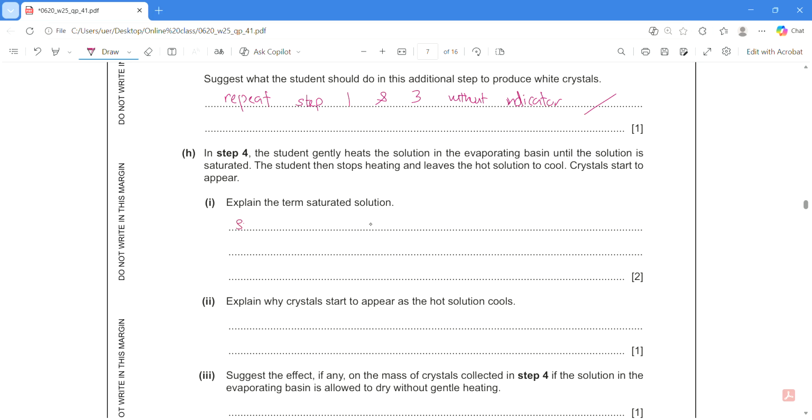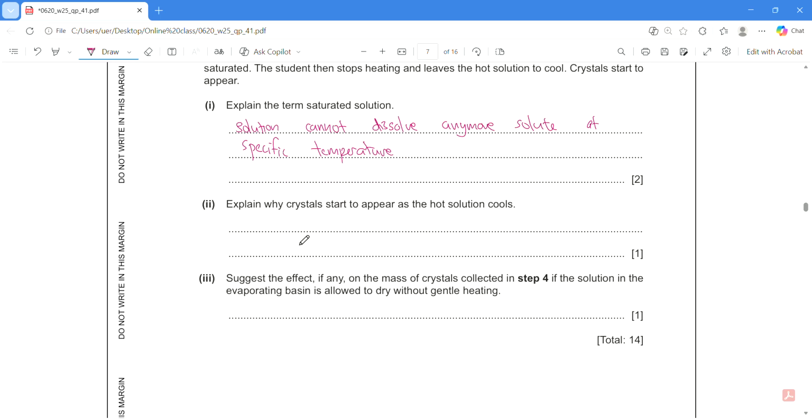Okay, H. Explain the term saturated solution. So easy. Saturated solution means the solution cannot dissolve any more solute at specific temperature. The specific temperature is the point where you get the second mark. Why we have to write this? Because if you increase the temperature, maybe it still can dissolve a little bit more solid. That's why you have to mention it is at specific temperature.